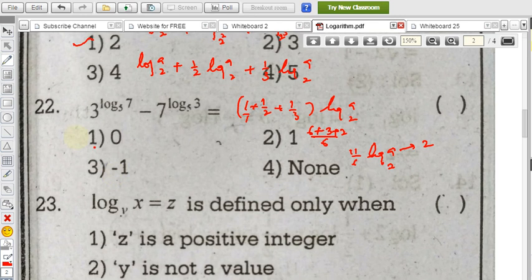22nd also one of the properties I explained. 3 power log 7 to the base 5 minus 7 to the power log 3 to the base 5. So we know that a to the power log b to the base c, you can take any one, is equal to b to the power log a to the base c, then that value is equal to 0. Both are same.